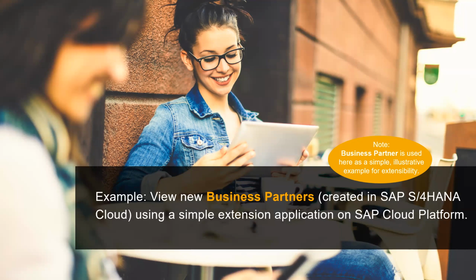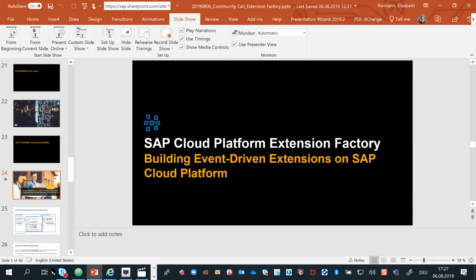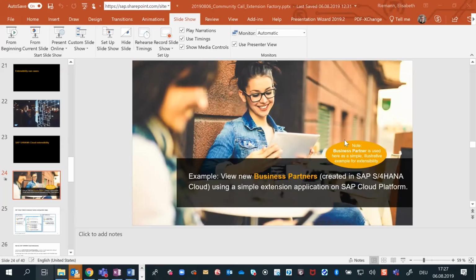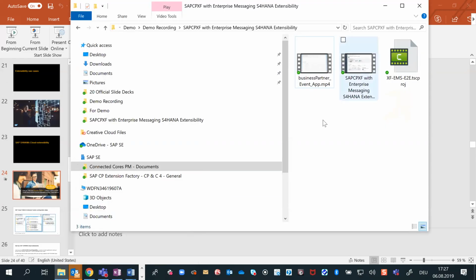So when I show you the extension application, I'm then also going to show you the different configuration steps that we need to perform using the Extension Factory within the SAP Cloud Platform cockpit, how we do event enablement in the S/4HANA Cloud system, and what we also need to set up on the enterprise messaging side to ensure that the messaging client is there to receive our business partner created events. So I'm just going to leave the slideshow, and I've prepared a short recording for you.